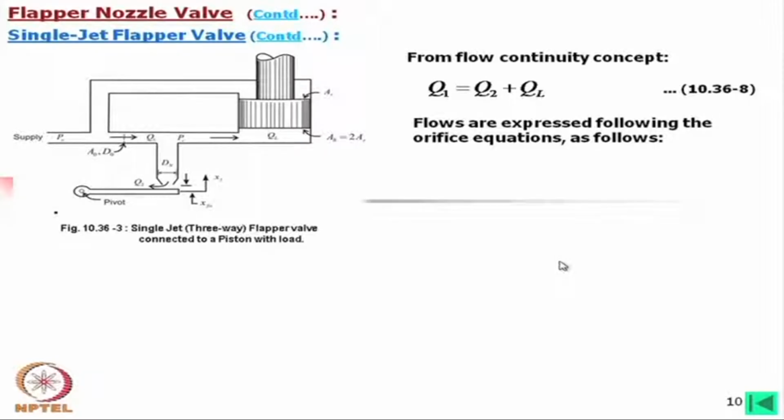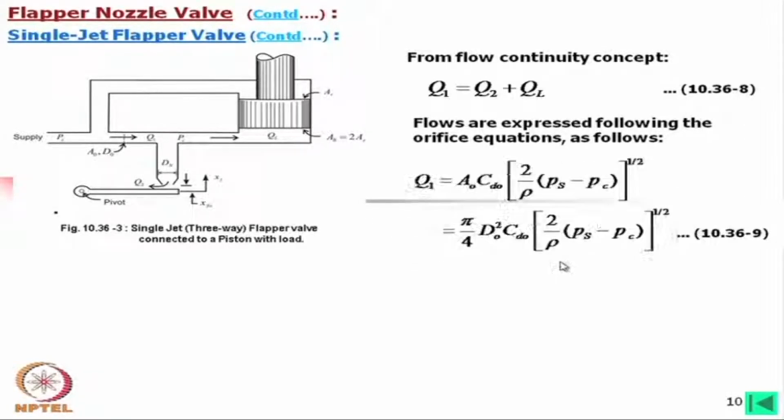Flows are expressed following the orifice equations as follows. Now, the orifice equation is the same; the only thing in this case is that A0 is the area, pi by 4 d0, where d0 is the diameter here. This is the system pressure and this is the control pressure over here. This is the flow Q1, the total flow. Sorry, d0 is the diameter of this orifice, and A0 is the orifice area here.